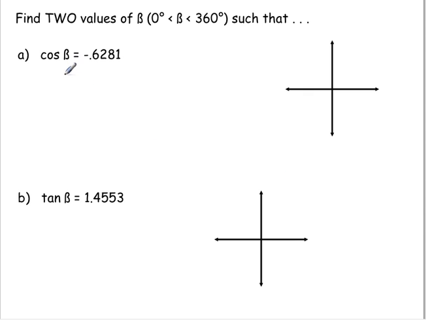In order to get the angle alone in your calculator, we have to get rid of this cosine. And the way to do that is to use the inverse cosine, which looks like a cosine with a little -1. And look for that on your calculator. See if I can get my calculator to come up here.